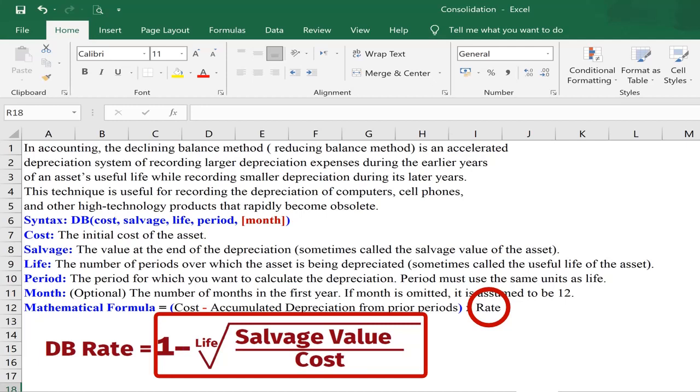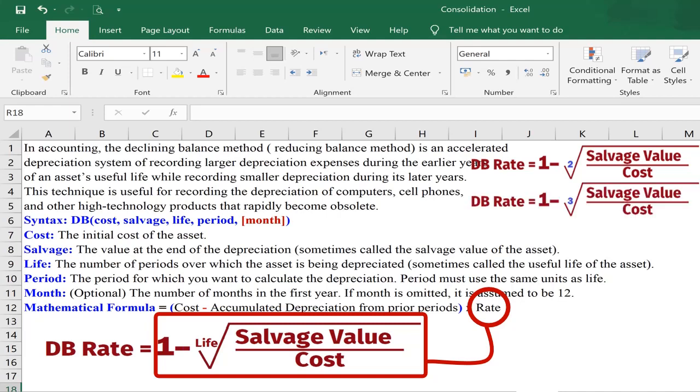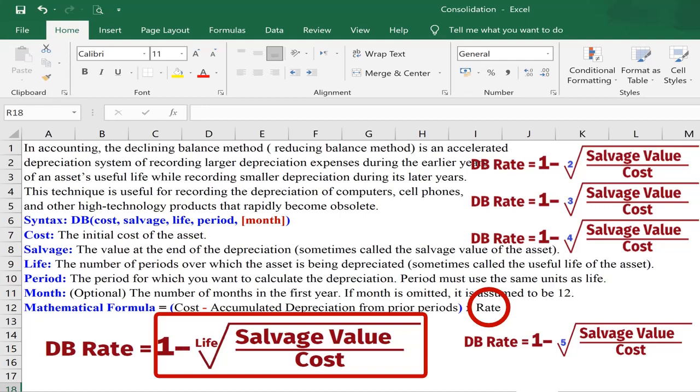Life root means if an asset has a useful life of 2 years, it should be the square root of salvage over cost, and if the useful life is 3 years, it should be the cube root of salvage over cost. If it has a life of 4 years, it can be calculated with the fourth root of salvage over cost, and if the asset has a useful life of 5 years, it can be calculated as the fifth root of salvage value over cost.